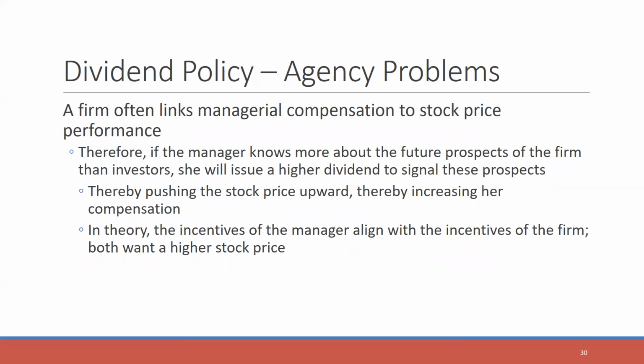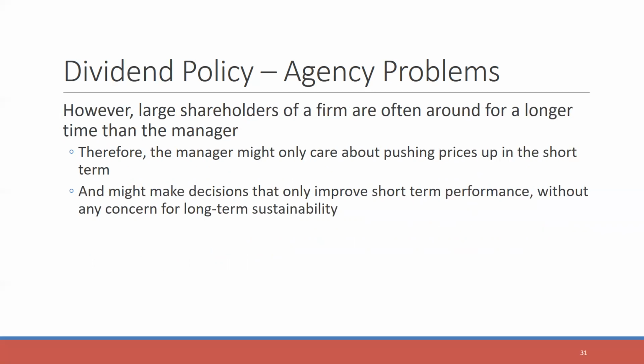A firm often links managerial compensation to stock price performance. Therefore, if the manager knows more about future prospects of the firm than investors, she will issue a higher dividend to signal those prospects, thereby pushing the stock price upward and increasing her compensation. In theory, the incentives of the managers align with the incentives of the firm, who both want a higher stock price. However, if you're a large shareholder of a firm, you're going to be around for a much longer time than the manager. Therefore, the manager might only care about pushing up prices in the short term and make decisions that only improve short term performance without long term sustainability.